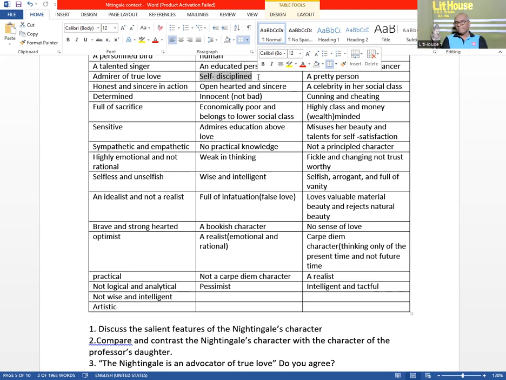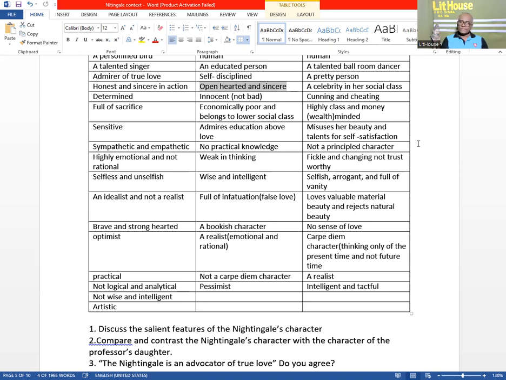Open-hearted, the other quality. Open-hearted, sincere, like the nightingale. Now, that is a similar quality between the nightingale and the student. Even the nightingale is open-hearted, the young student is also open-hearted. If you are open-hearted, you tell the truth. You never hide it. Right? You have no other character inside you. You are really real. Sincere, honest.